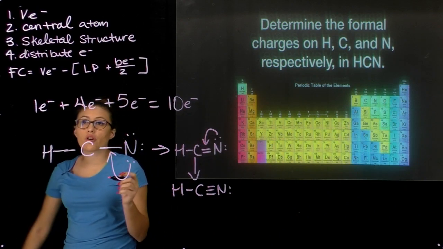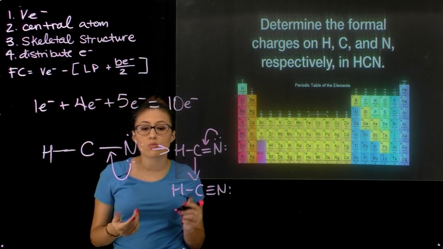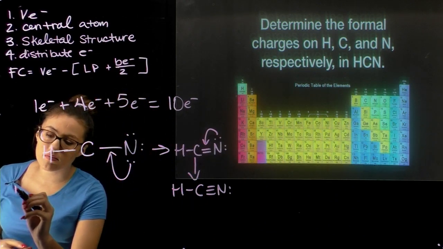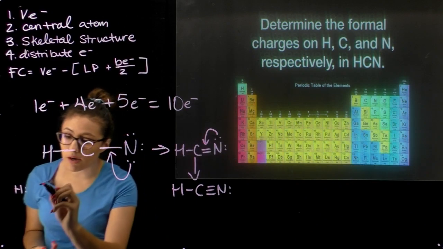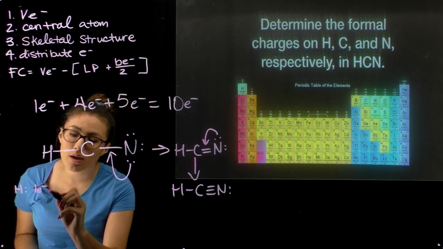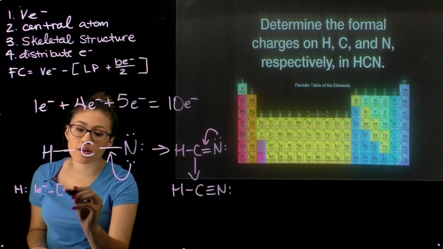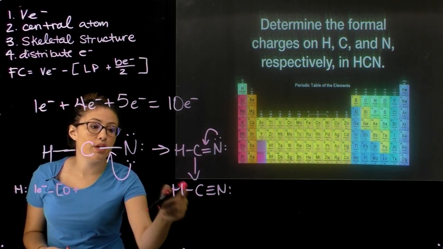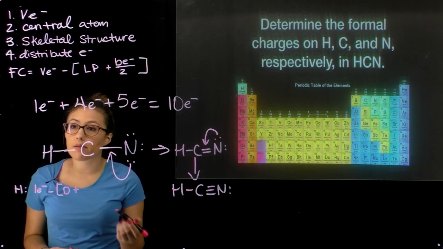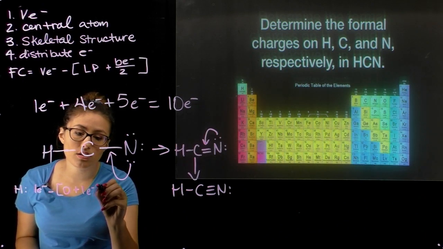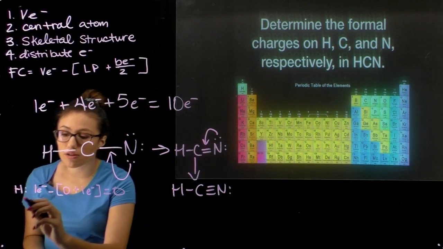When we're doing formal charges, it's important to follow the following equation. We'll do it for each one of them. So for hydrogen, how many valence electrons do we have? That's right, we have 1 valence electron, minus the number of lone pairs. We do not have any lone pairs, plus the number of bonding electrons divided by 2. So we have 2 bonding electrons divided by 2, which is 1. We have 0 for a formal charge on hydrogen.